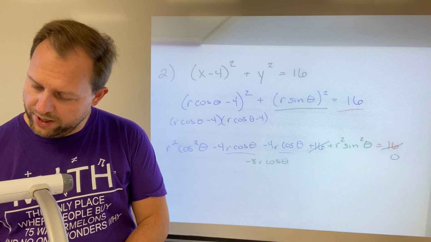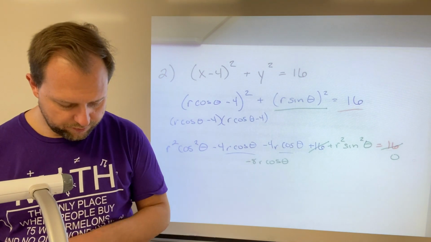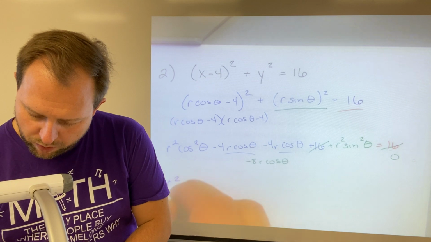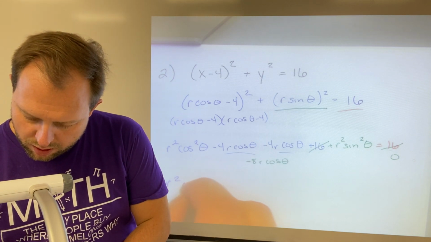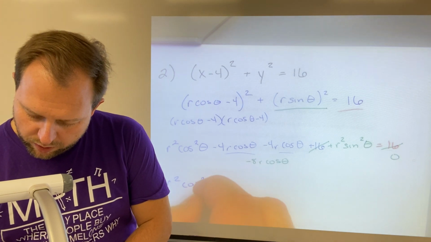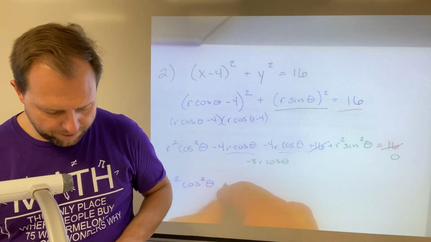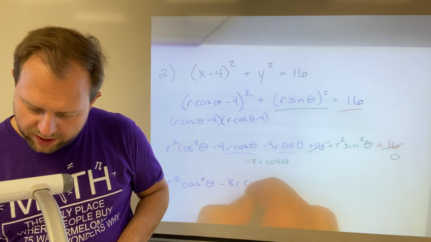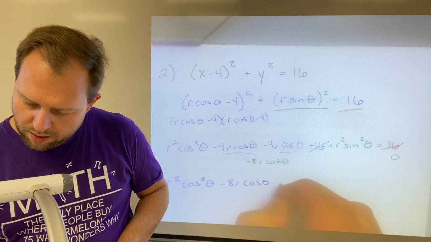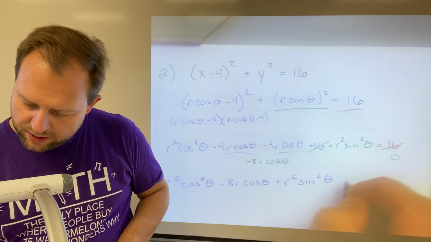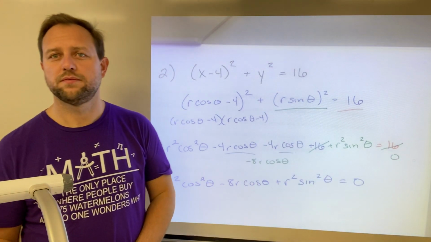So when we rewrite this, we are going to have r squared cosine squared theta minus 8r cosine theta plus r squared sine squared theta equals 0.